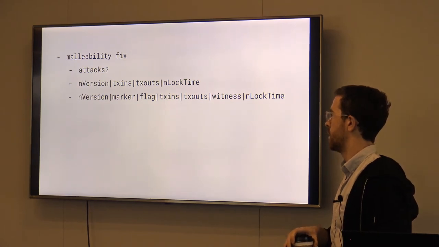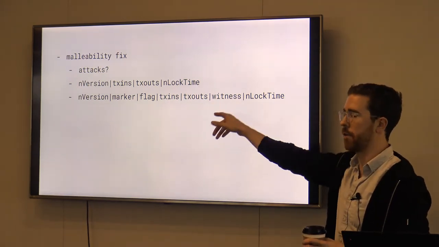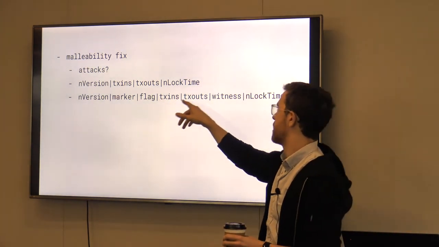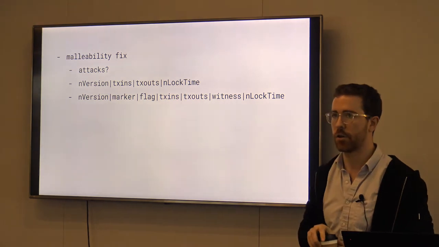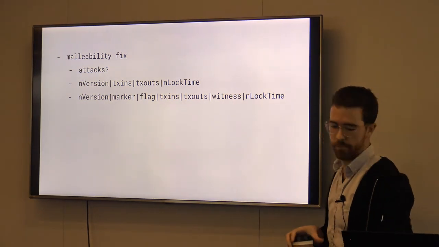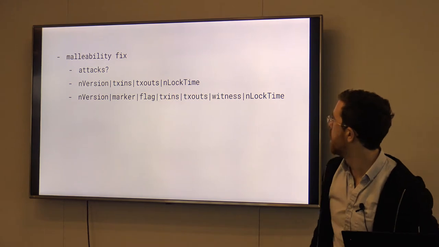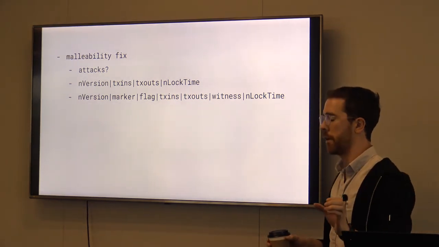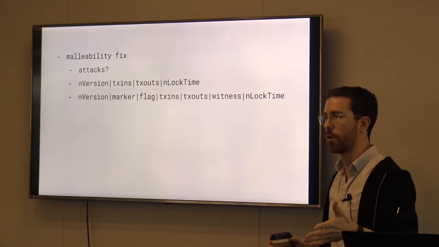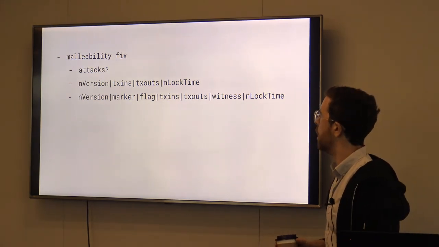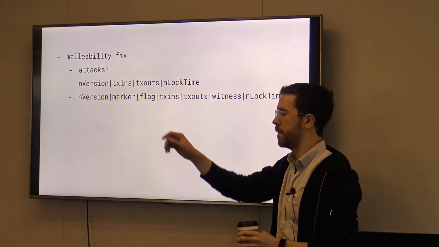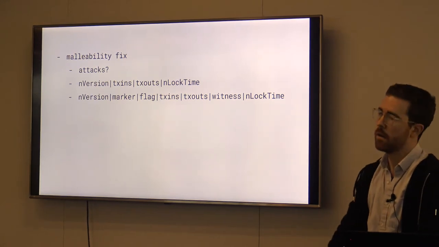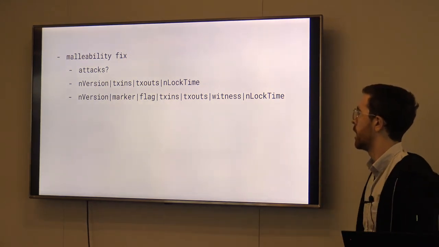And then in this WTXID format, this witness transaction ID format, the witness is actually pulled out of the TXINs and into this witness structure. The witness structure is like a list of lists, where each element is a witness stack that corresponds to each TXIN. And it's important to note that for all the TXINs in a witness native transaction, the script sig is empty. So that's why it can't be malleated.